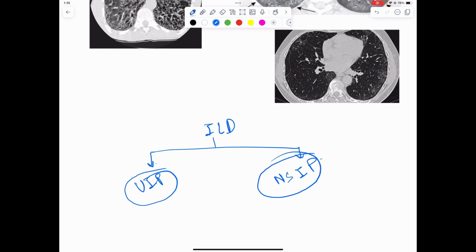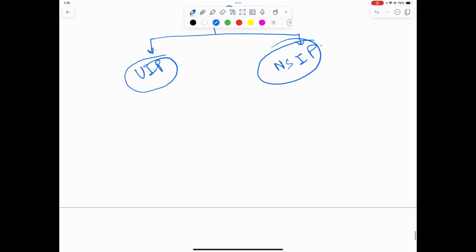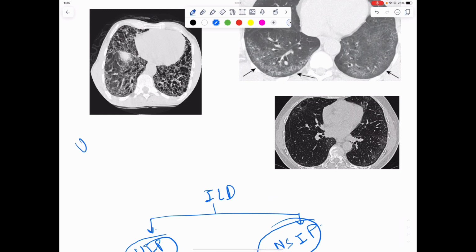That is usual interstitial pneumonia, you will not get much information from it, and non-specific interstitial pneumonia, again you will not get much information from it. So we have to remember that usual interstitial pneumonia, UIP, is also known as idiopathic pulmonary fibrosis. In the CT scan finding we will see a honeycombing pattern. Whatever pattern you are seeing here, this is the honeycombing pattern.